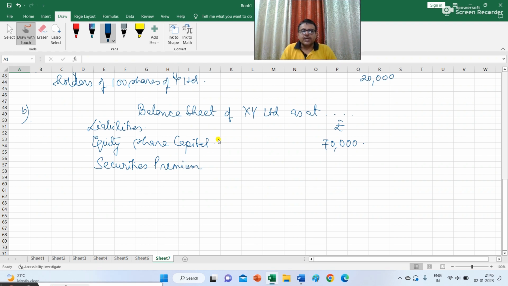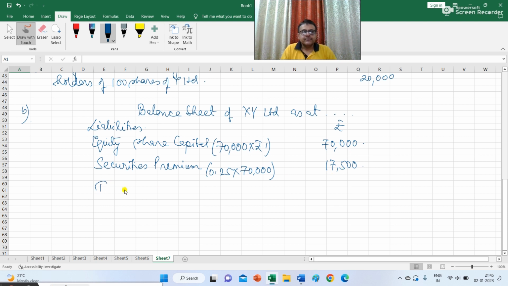So equity share capital, the face value is rupee 1. So if you multiply 70,000 shares by rupee 1, you will get a total equity capital of 70,000, and the value of one share is taken at 1.25. So 0.25 is the amount of premium. If you multiply 0.25 with 70,000, you will get a figure of 17,500. So equity share capital is 70,000 and securities premium is 17,500.